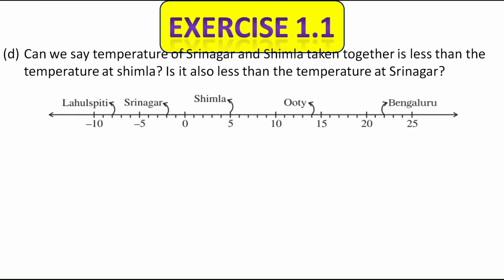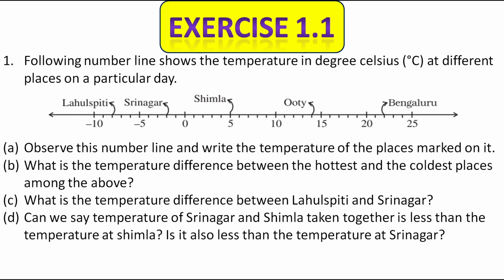Here, this is the first question. The following number line shows the temperature in degrees Celsius at different places on a particular day. Here they have given a number line and on that they have marked the places with their temperatures. We have to use this number line to solve the questions given below. So let's solve one by one.